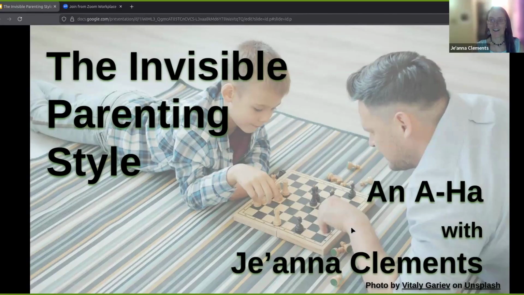And this is an aha that's been looking me in the face for quite some time, but I finally figured out how I can best explain it. So let's see if I get that right. You can let me know.